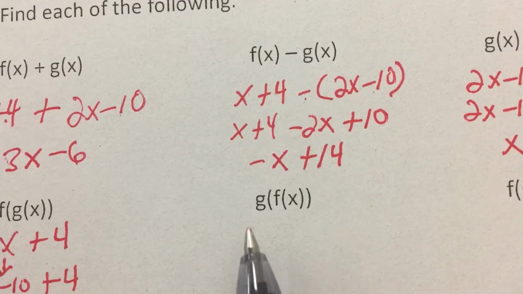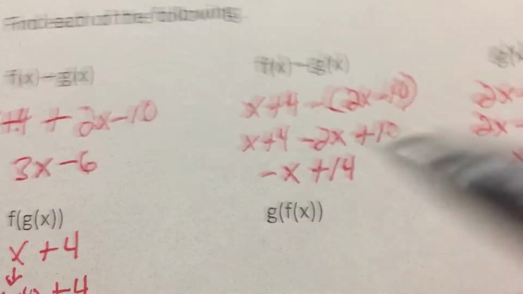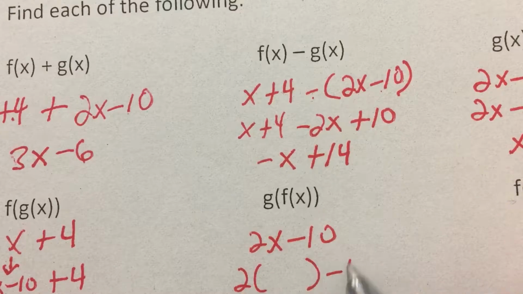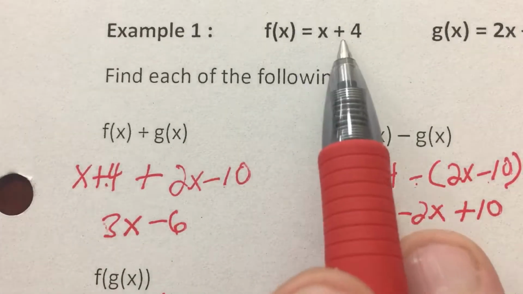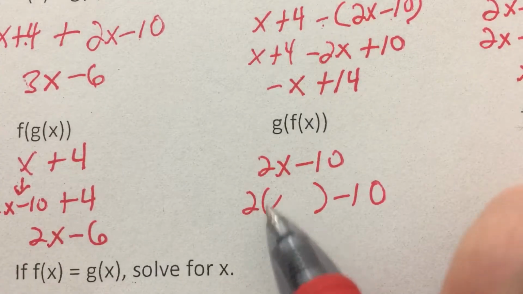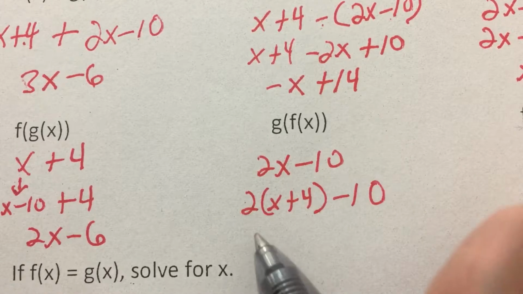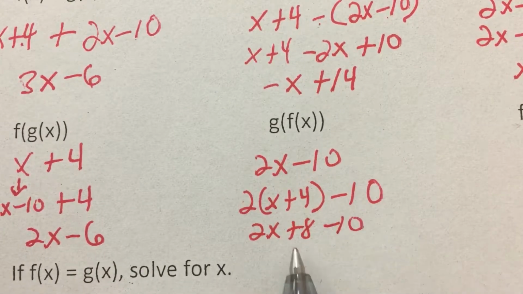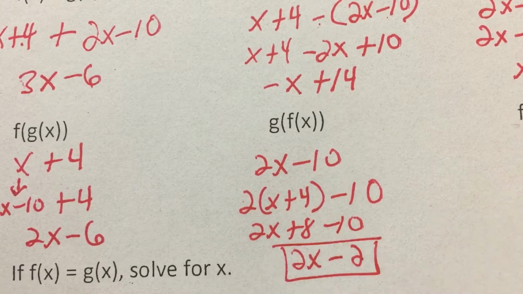Moving the other way, we want to take the g function, which is 2x minus 10, and substitute in for its x the entire f function, which once again is still x plus 4. If I distribute my 2, I would get 2x plus 8, and then minus 10. Positive 8 and the negative 10 are like terms. You would end up with 2x minus 2.